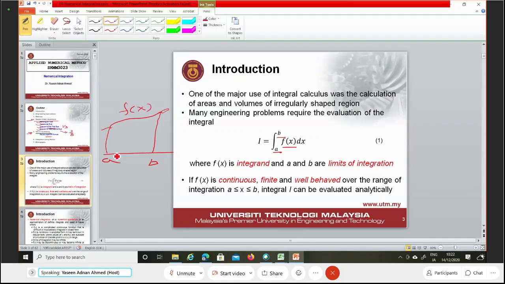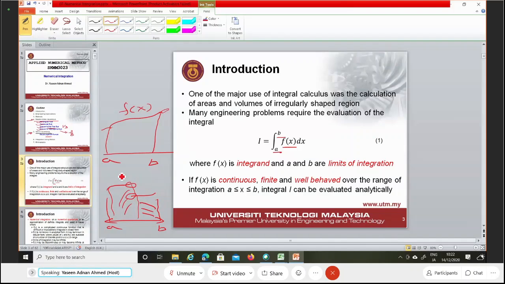If the function is discontinuous, for example you have a curve like this and another like this, and you want to integrate from here to here, and your function is discontinuous at this point, you cannot use the analytical way of integration. But in the case of numerical integration, we can do it. Remember that. In that case, we need to split it: the area under this one, and then the area under this one. Then we add these two.